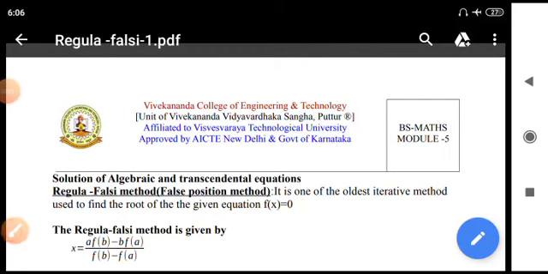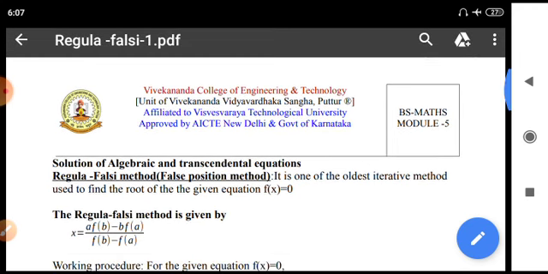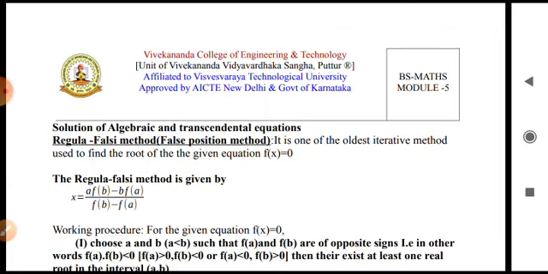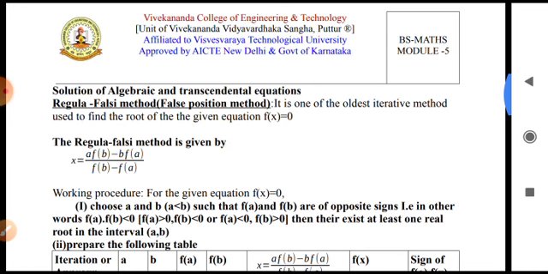Hello students, in this video we learn about solution of algebraic and transcendental equations. First, regula falsi method. It is also called the false position method. It is one of the oldest iterative methods used to find the root of the given equation f of x equal to 0. So students, this regula falsi method is used to find the root of a given equation.